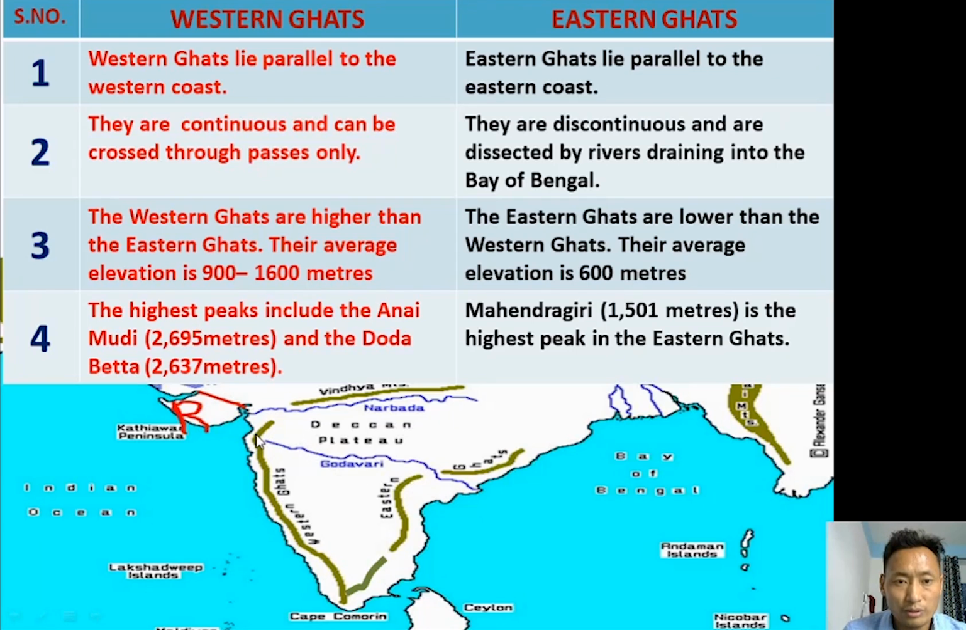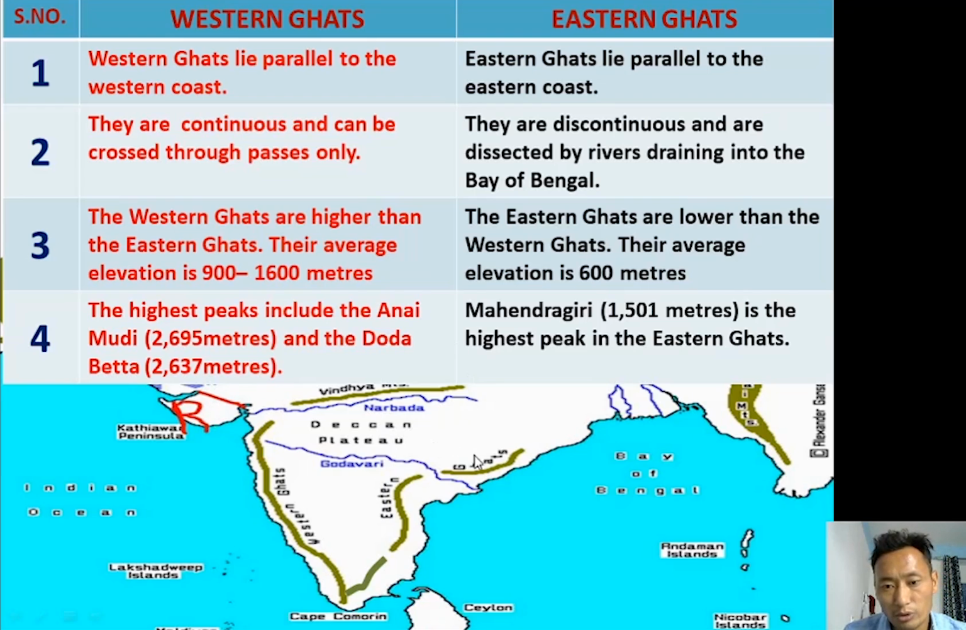Some of the important hills or peaks in Western Ghats are Anyamoti, with a height of 2,695 meters above sea level, and Dota, with a height of 2,637 meters above sea level. So in Western Ghats, Anyamoti is the highest peak.